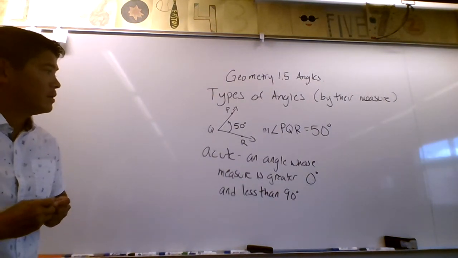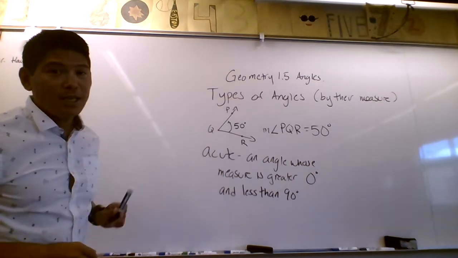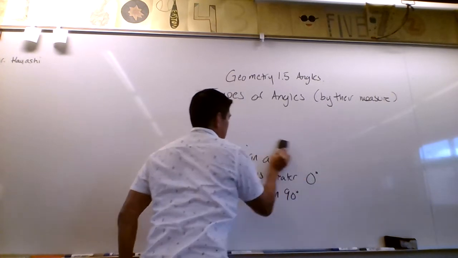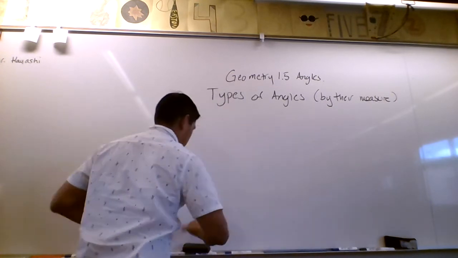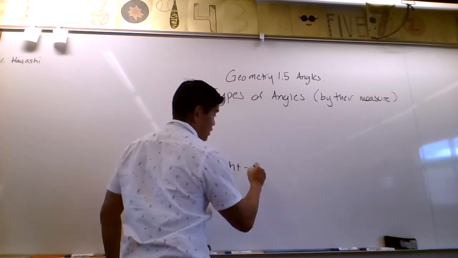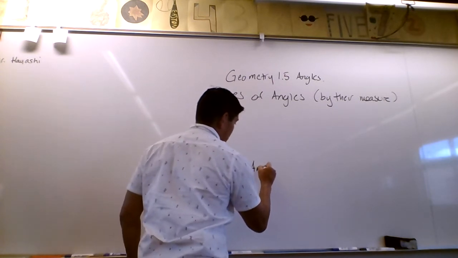Another type of angle is if it's exactly 90 degrees, then that would be a right angle. So a right angle is an angle whose measure is exactly 90 degrees.